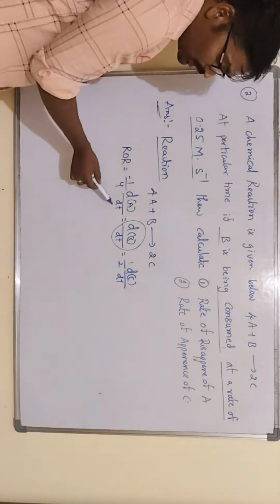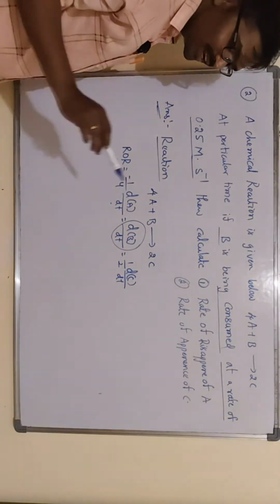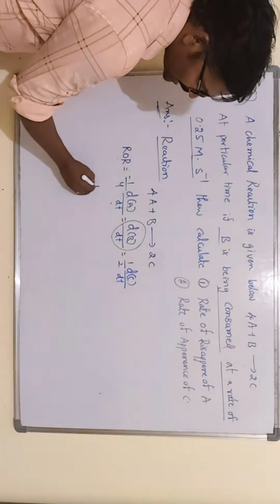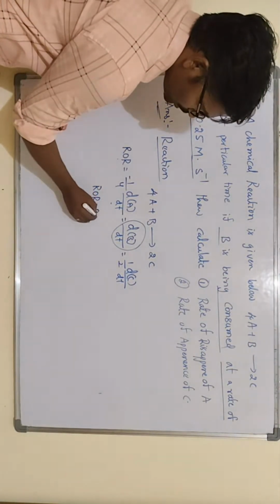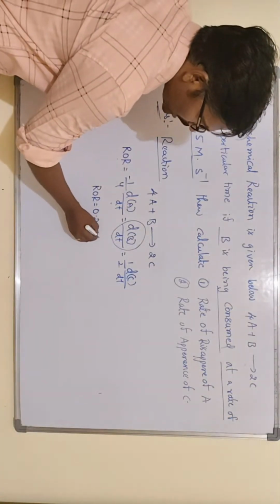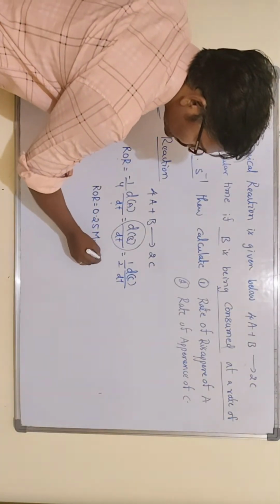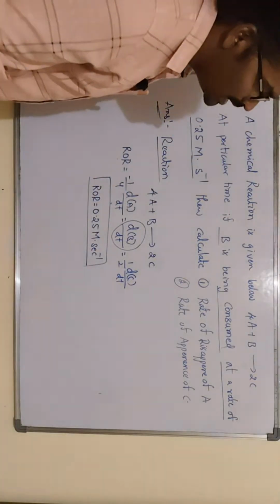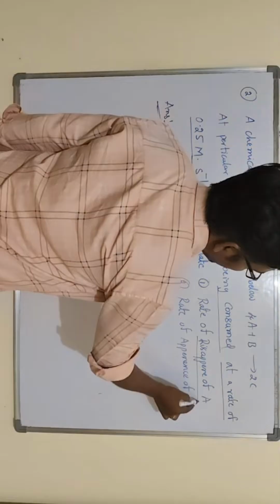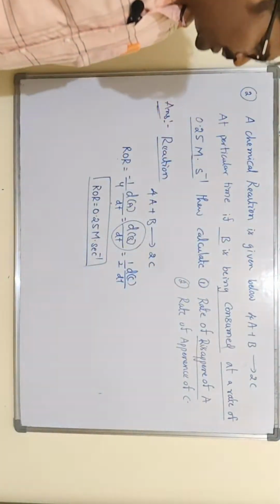That means this is equal to the rate of reaction also. Clear? So we can say that the rate of reaction is equal to 0.25 molarity second inverse. Understand? Then what are they asking? Rate of disappearance of A.